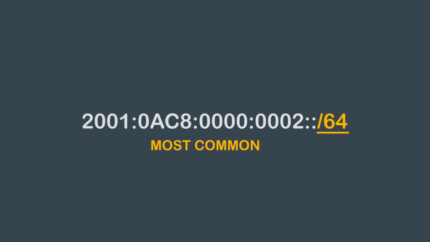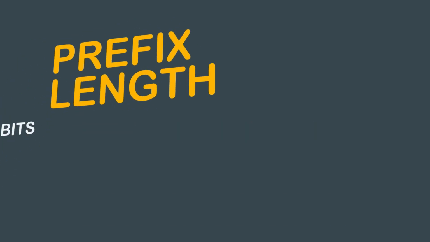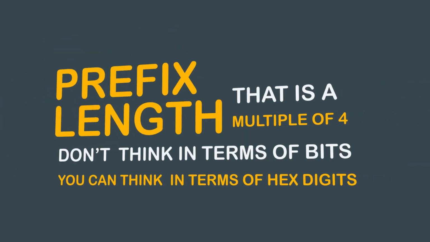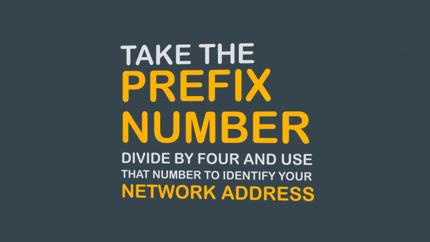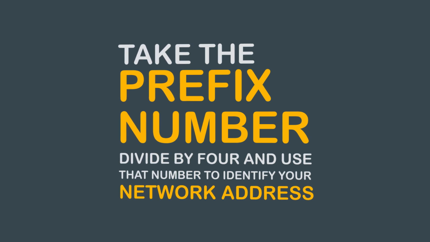However, you should still be able to manage IP addresses using a prefix length that is different. In particular, when using a prefix length that happens to be a multiple of 4, you do not have to think in terms of bits. You can think in terms of hex digits. This means that you can take the prefix number, divide it by 4, and subsequently use that number to help identify your network address. Consider the following address.